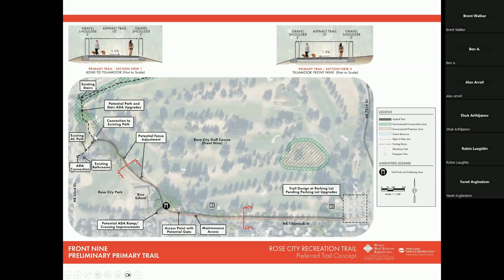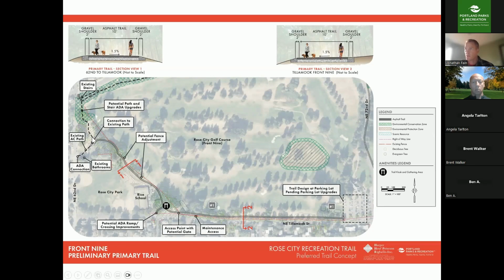But if that ADA upgrade does happen, this trail would also be a 6 to 8 foot wide path running up through the north side of Rose City Park and connecting to those existing stairs. And then the trail also runs east along hole number 1, and currently we don't have any designs showing the parking lot because we are still investigating whether or not we can upgrade the parking lot with this current project funding.